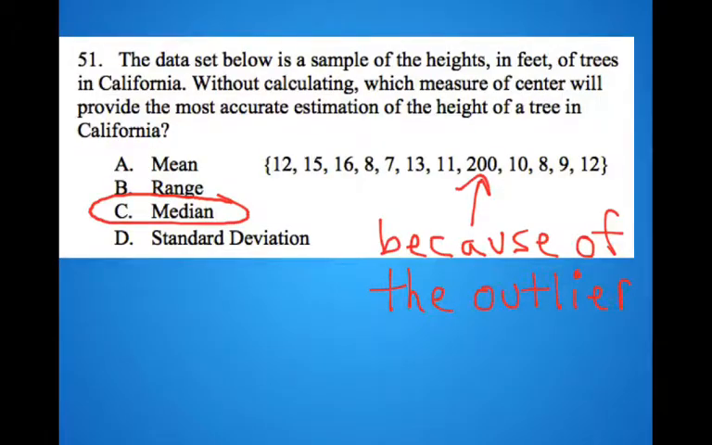Okay, the first one, the median is the best measure of center. I mean, we really have two choices, the mean or the median. The mean wouldn't be great because of that 200-foot tree, which would really mess up the average. So we want to go with the median. Anytime you have outliers, the median is going to be a better measure of center.